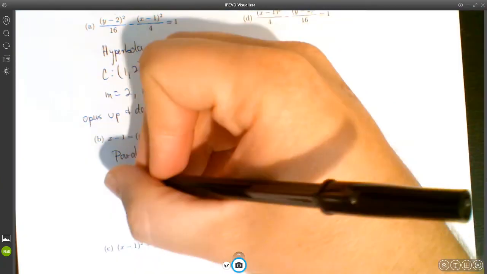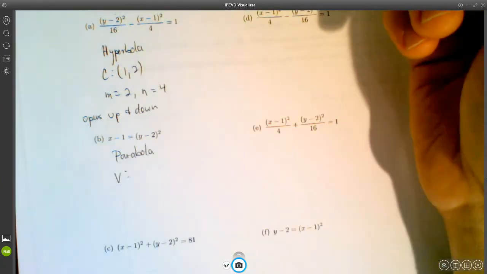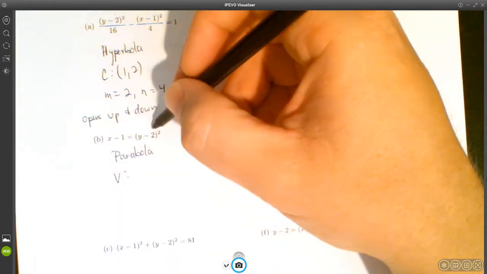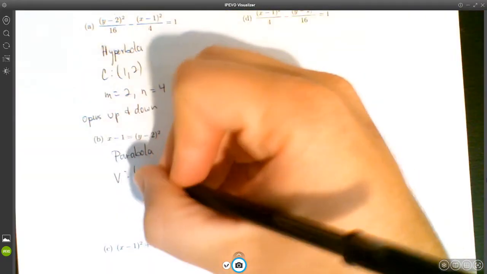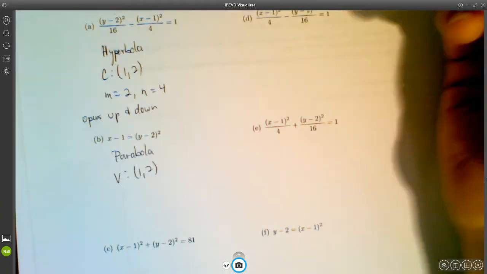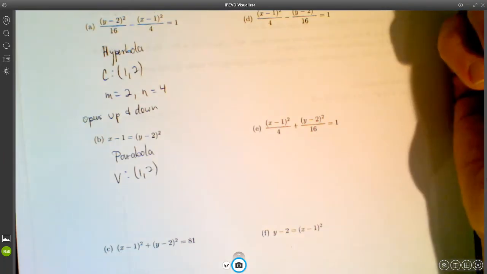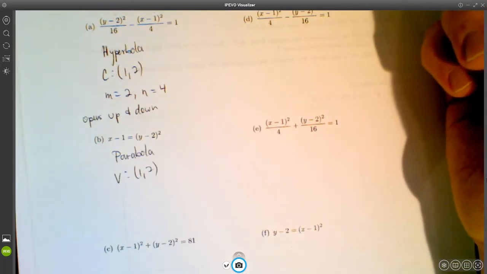The vertex for the parabola would be a useful thing to have if I wanted to graph this. So the vertex in this case is going to be 1, 2. Oh, just like the center on the hyperbola. Is it going to be 1, 2? It's 1, 2 on all of these, isn't it? Well, anyway, the vertex here is the point 1, 2.